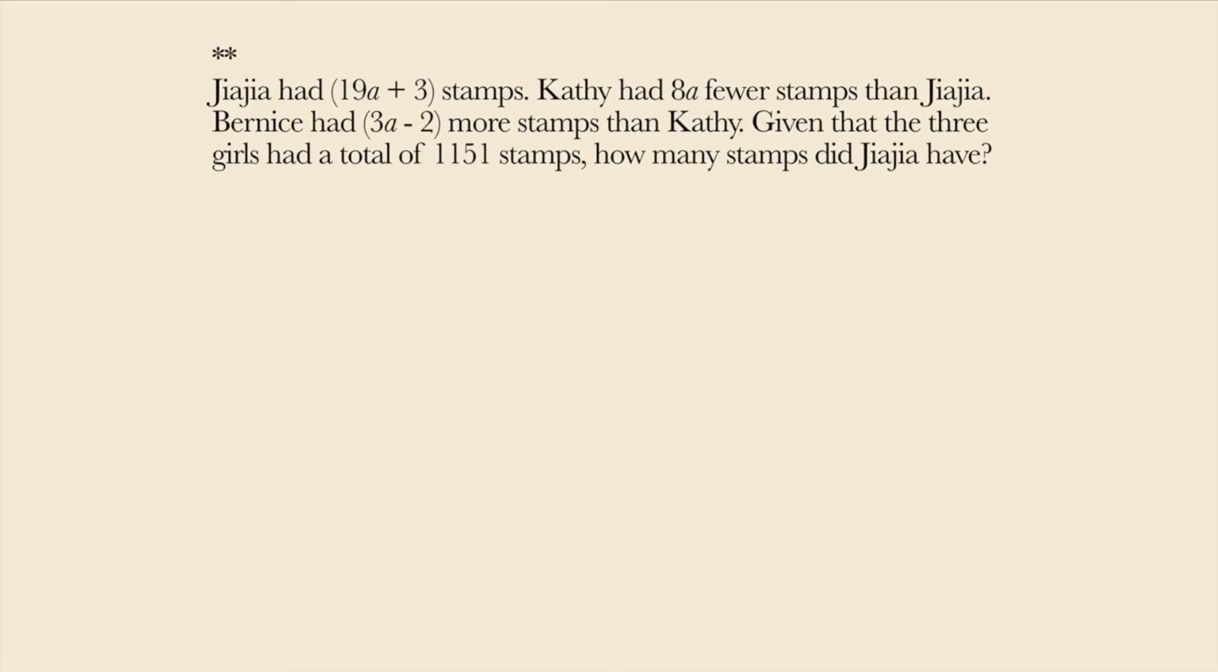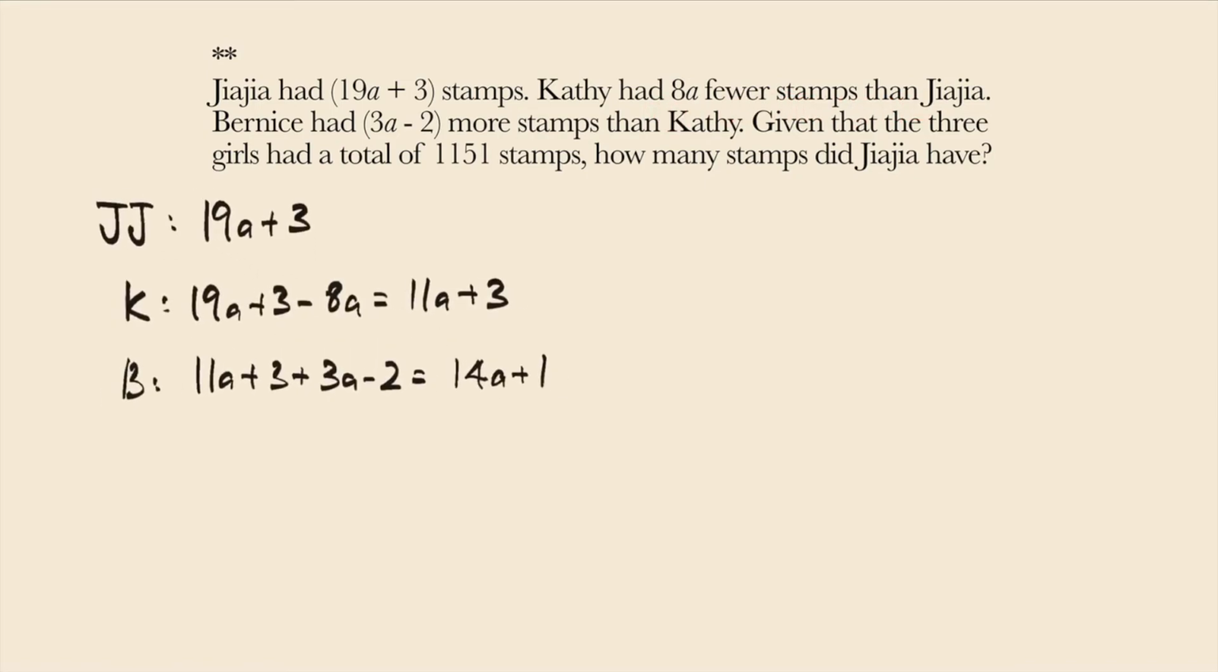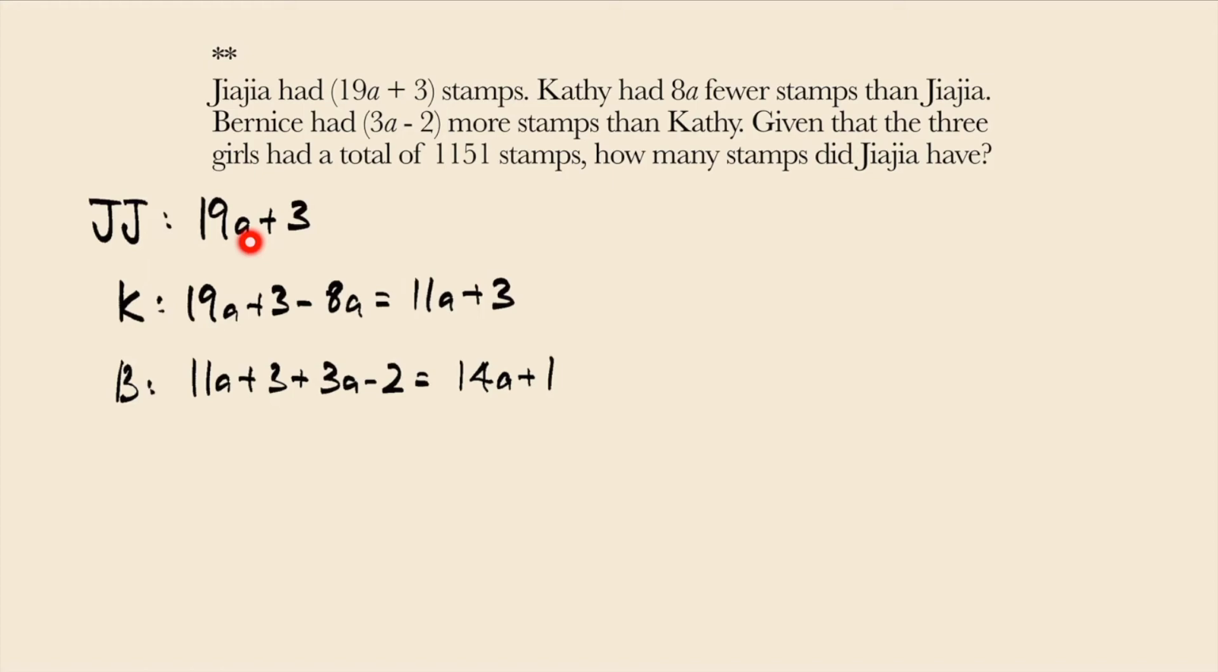Jia had 19a plus 3 stamps. Kathy had 8a fewer than Jia. Let's make everything clear again. That would be Jia 19a plus 3. Kathy, whatever Jia is, minus 8a. That would be 19a minus 8a, that's 11a plus 3.